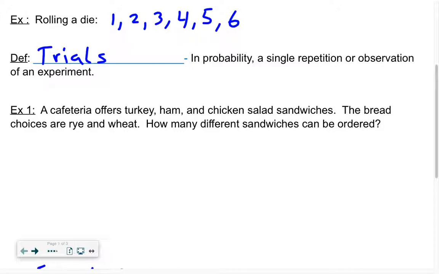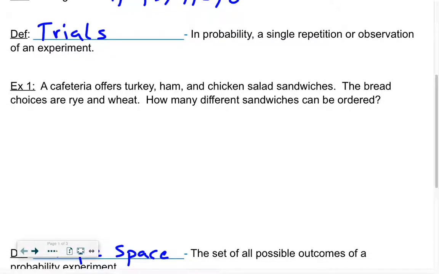Example number one, a cafeteria offers turkey, ham, and chicken salad sandwiches. The bread can either be rye or wheat, therefore how many different sandwiches can be ordered here? You can think of this as a tree diagram if you want to. We have turkey, ham, and chicken salad sandwiches. But with each three of these meats, we can also have two different types of bread. So we can either have rye or wheat.